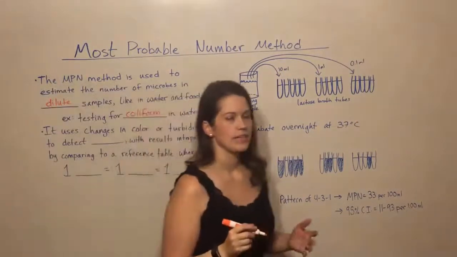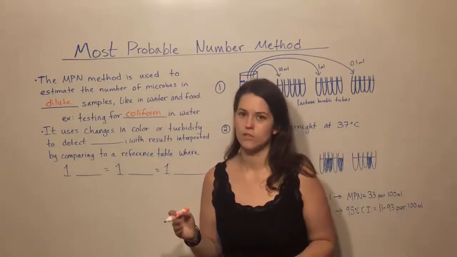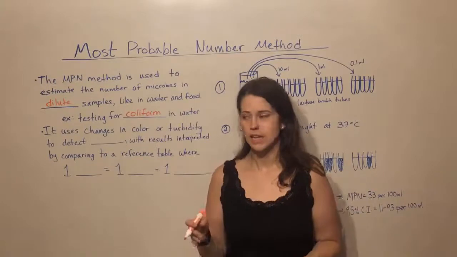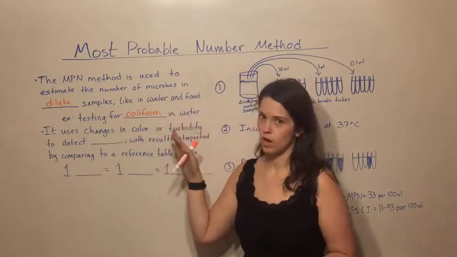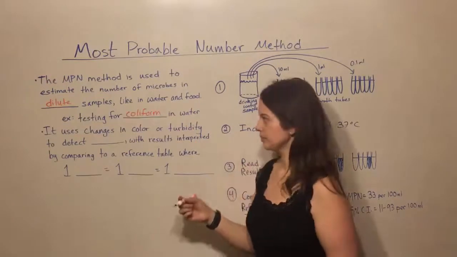Coliform bacteria are bacteria that can ferment lactose, and we have a lot of coliform bacteria in human feces. And so if there's coliforms in water, that's typically indicative of fecal contamination.